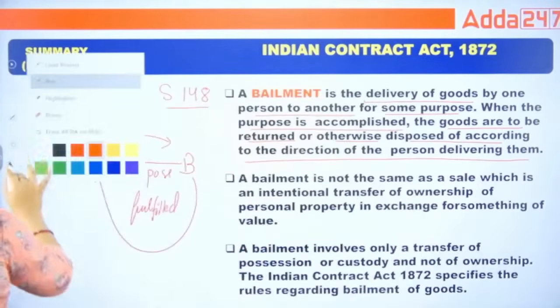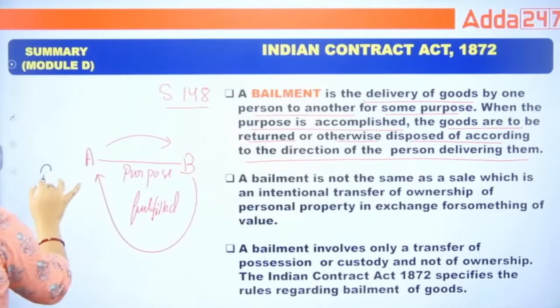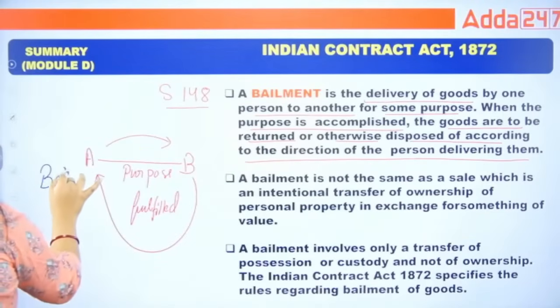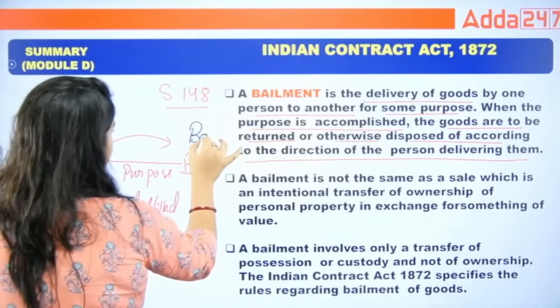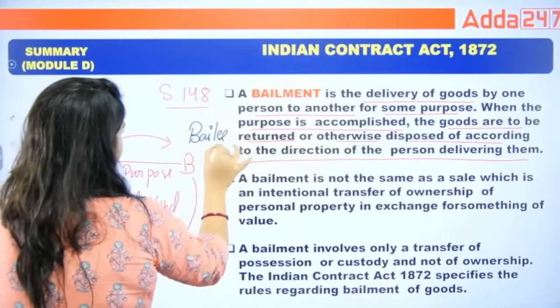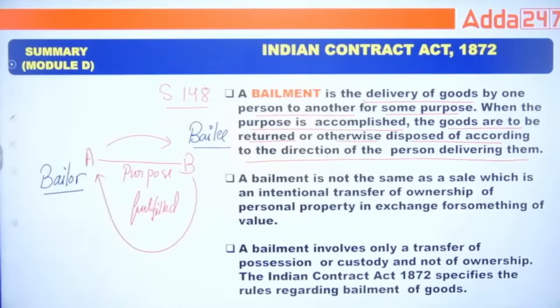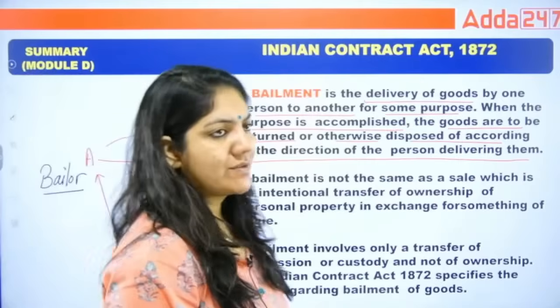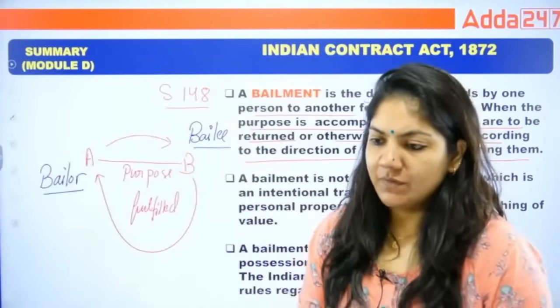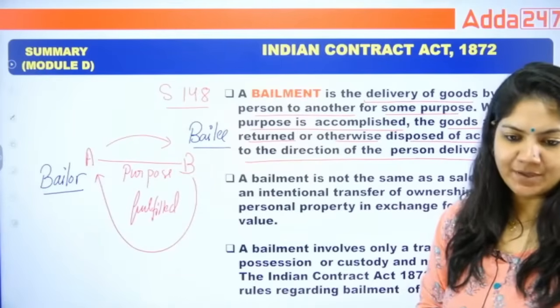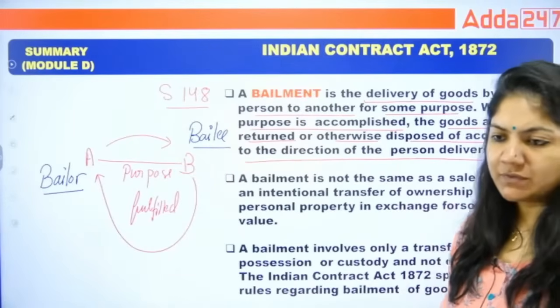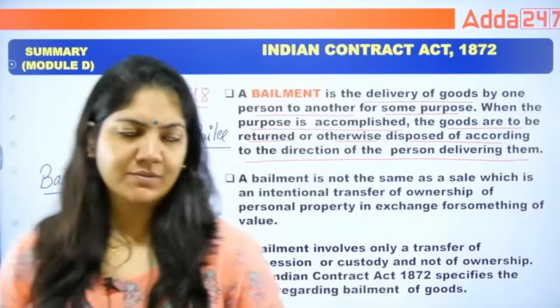And class, in bailment you have to remember that person A is called the bailor and person B is called what? Bailee. Bailor and bailee. So these are the exact names, or you can say the parties' names, of bailment. Okay, so this is a simple definition of bailment, and you have to focus on the definition.